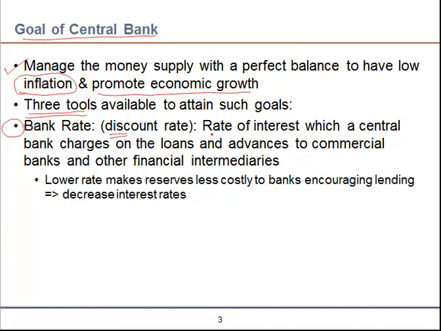It is the rate of interest which a central bank charges on loans and advances to commercial banks and other financial intermediaries. Lower interest makes reserves less costly and it encourages lending, and hence there is a decrease in the interest rates. And when the central bank increases the bank rate, reserves become more costly, and hence commercial banks discourage lending, and interest rates would go high.